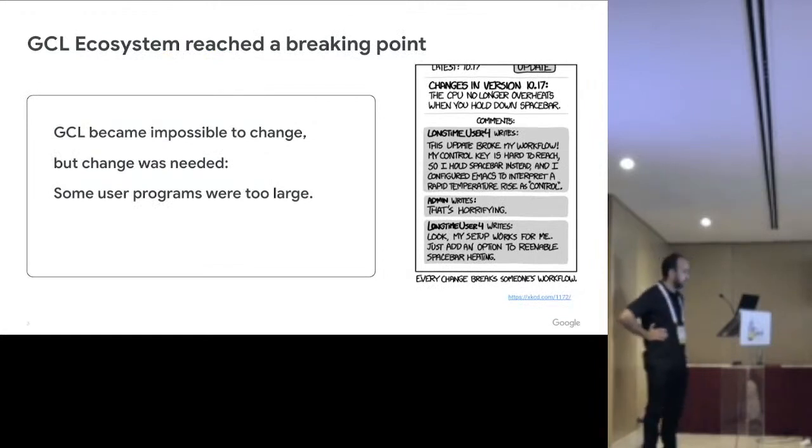Some folks might have already seen this XKCD, where a user is complaining that the developers broke their workflow because they've stopped the CPU from overheating when the spacebar was held down. So no matter what your language or system does, some people are depending on that for their workflow, often in critical ways. Same for GCL. There were a bunch of things that the maintainers deemed misfeatures, but users are either depending on that particular behavior or had worked around it. So if you fix the bug, the workaround would stop working and their system would start misbehaving.